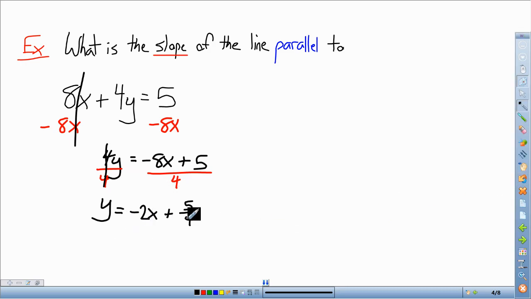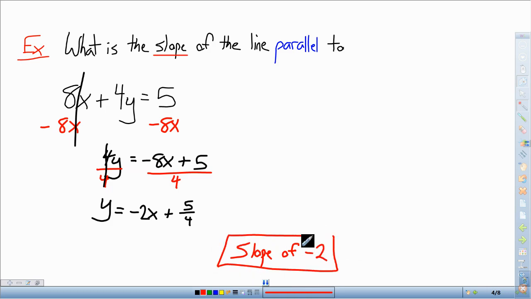Well, it's going to be the same as this slope. So to answer our question, a line parallel to this line is going to have a slope of negative 2. Yeah, so really that's our answer there.